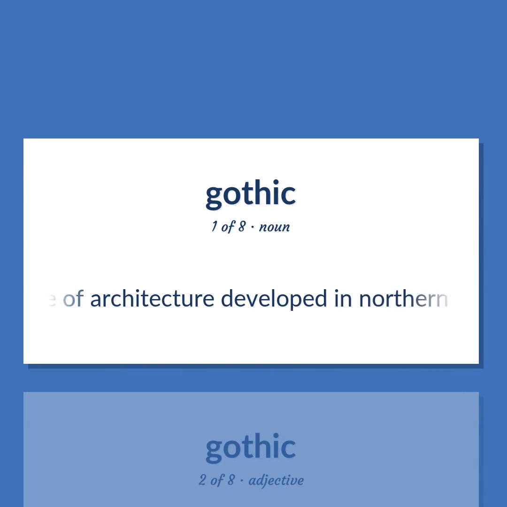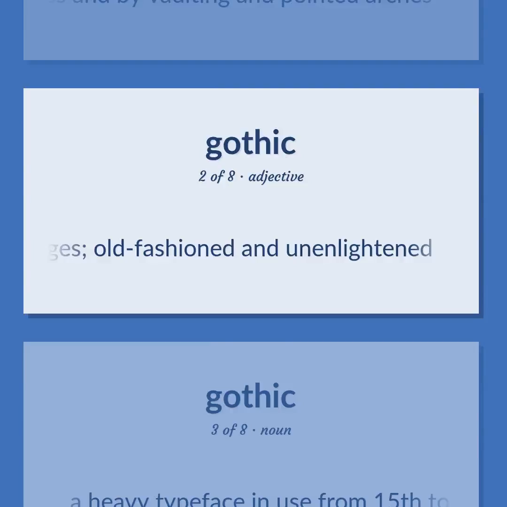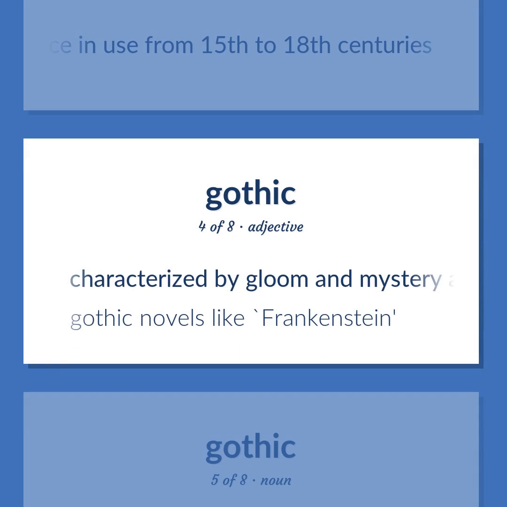A style of architecture developed in northern France that spread throughout Europe between the 12th and 16th centuries, characterized by slender vertical piers and counterbalancing buttresses and by vaulting and pointed arches. As if belonging to the Middle Ages, old-fashioned and unenlightened. A heavy typeface in use from 15th to 18th centuries. Characterized by gloom and mystery and the grotesque. Gothic novels like Frankenstein.